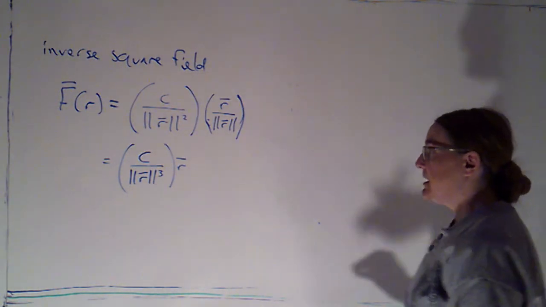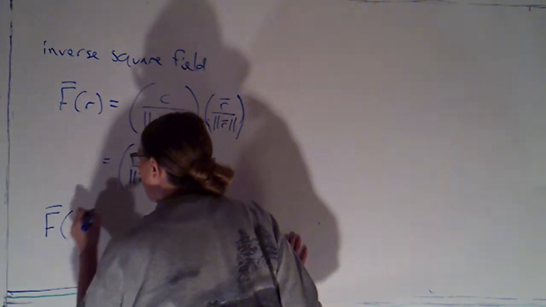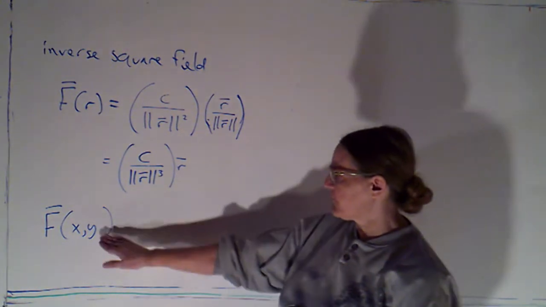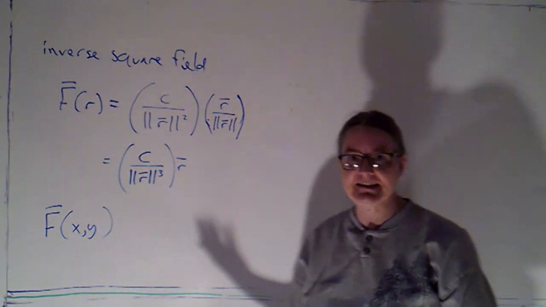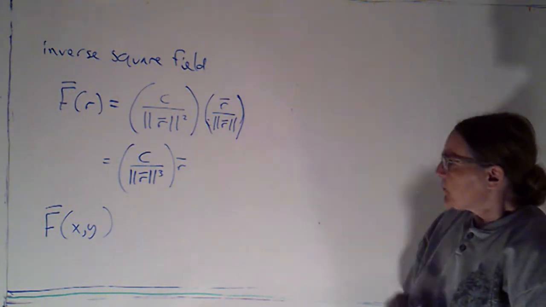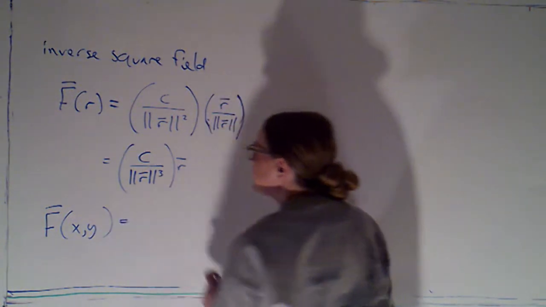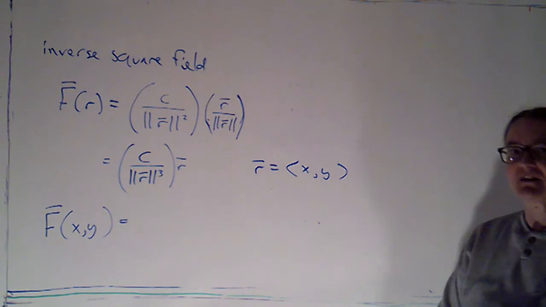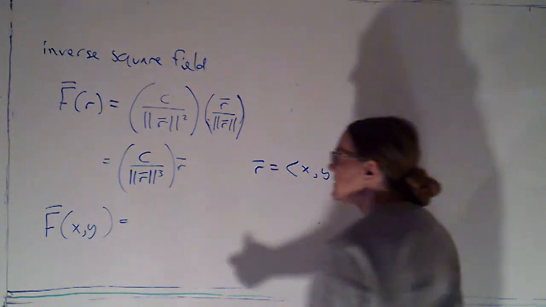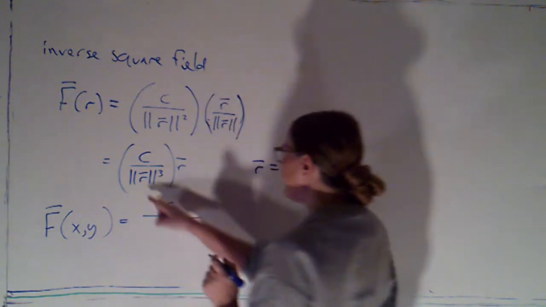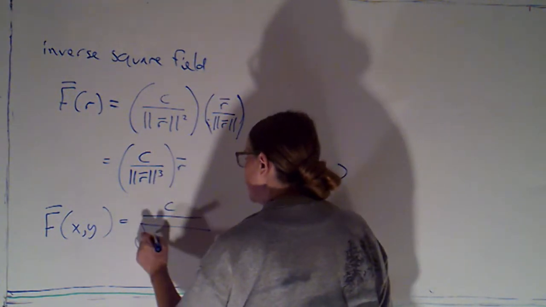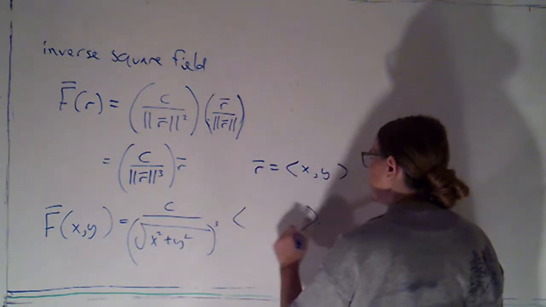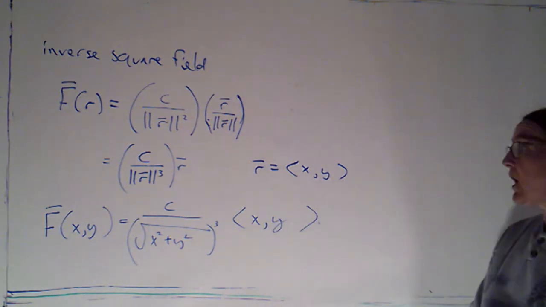Now there will be times though when we're going to want to write this in terms of its components. So I might want to write, instead of f of r, f of xy, if I've got an inverse square field in 2 space. Of course, in 3 space, it would just be f of xyz. Okay. I'm going to just write it out in 2 space. Notice, if that's the case, r, remember, is just my position vector. So r is just the vector xy. So this would become c over the magnitude of r, which is the square root of x squared plus y squared. That gets cubed, and then we're scaling xy.